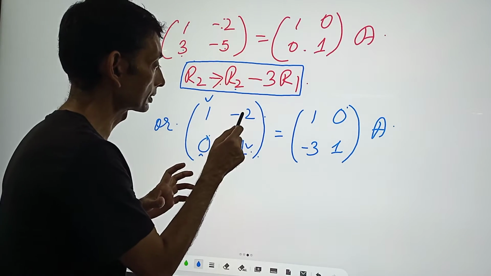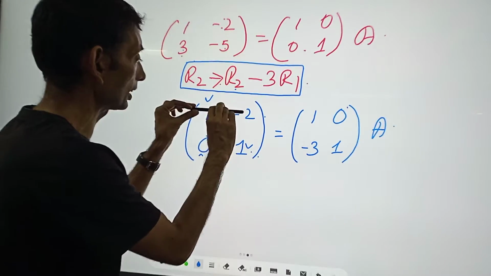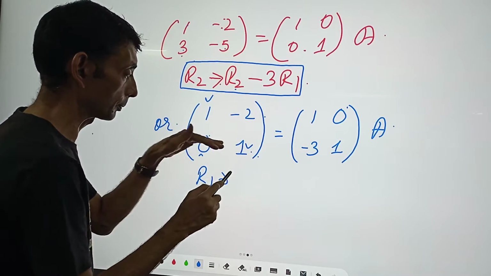Only we need to make this 2 minus 2. So this number is to be changed. That means we are going to again affect row 1. So we can do this one: we can change row 1 with the help of row 2.